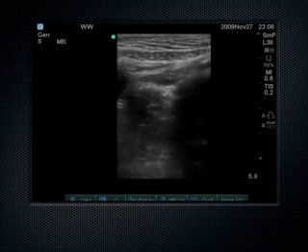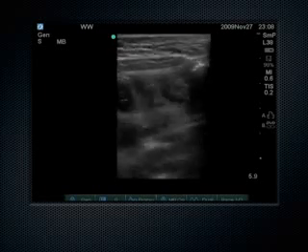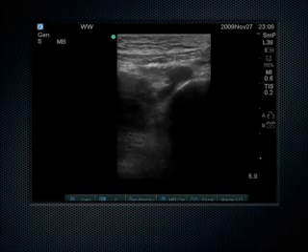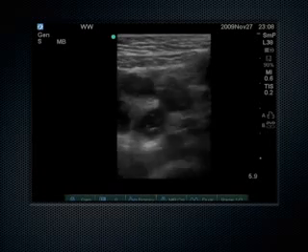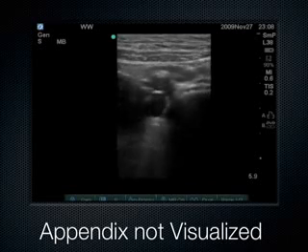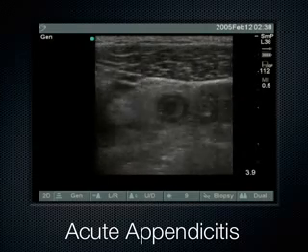abdominal wall musculature. Now, I know what you're thinking. You're sitting in the audience going, I don't see what the heck he's talking about. I just see some stuff move around the screen. But when the probe is in your hands, there's some kind of weird feedback loop thing going on that makes this easier to see. So in this case, it was normal. We didn't see the appendix, and the patient actually ended up getting a CT scan, which was negative for appendicitis.